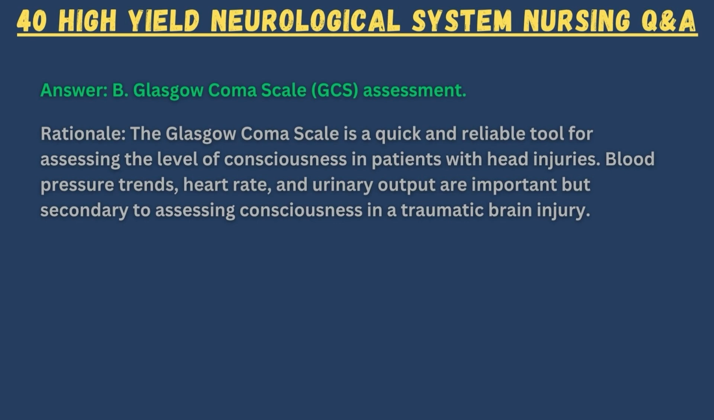Glasgow Coma Scale (GCS) assessment. Rationale: the Glasgow Coma Scale is a quick and reliable tool for assessing the level of consciousness in patients with head injuries. Blood pressure trends, heart rate, and urinary output are important, but secondary to assessing consciousness in a traumatic brain injury.